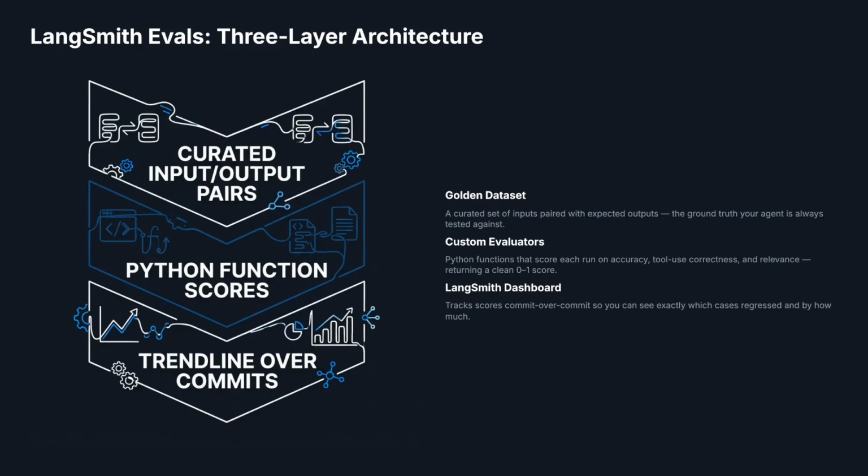So LangSmith evaluations basically work like this. You have a golden dataset. That is just a curated set of inputs with expected outputs. Every time your agent changes, you run it against the whole set. Custom evaluators score each run on stuff like accuracy, tool use correctness, and relevance. Now you can see exactly which cases got worse and by how much.